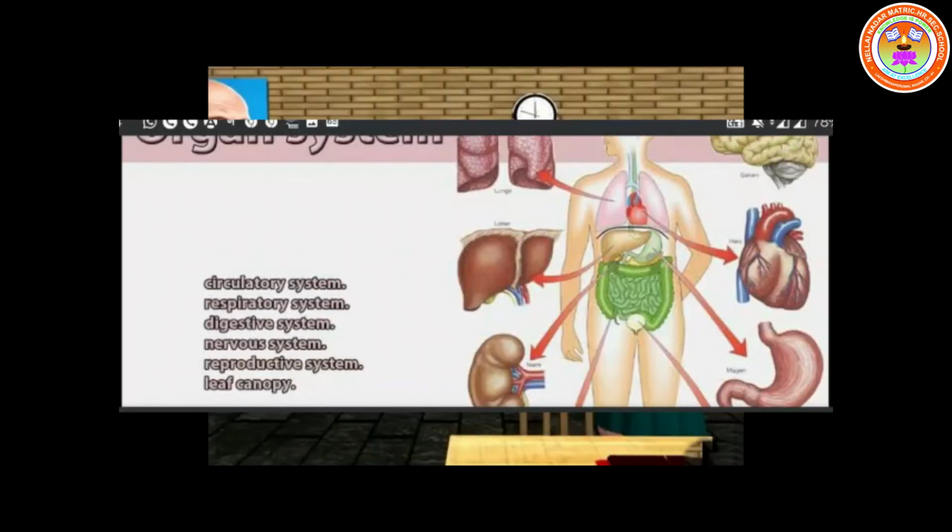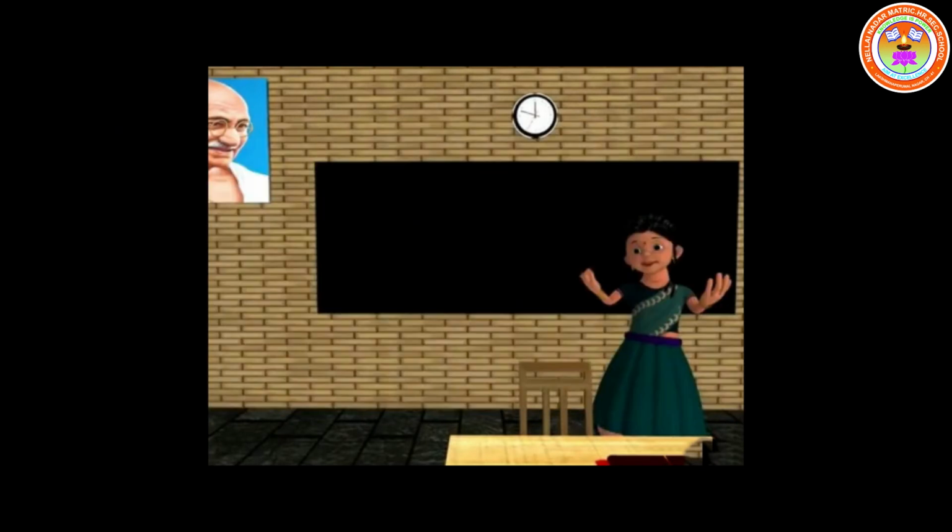Organ. A collection of different tissues that work together to perform a specific function or functions is called an organ. The human body has different organs like stomach, eye, heart, lungs, etc., which are made up of different types of tissue. Plants have organs such as leaves, stem and root.